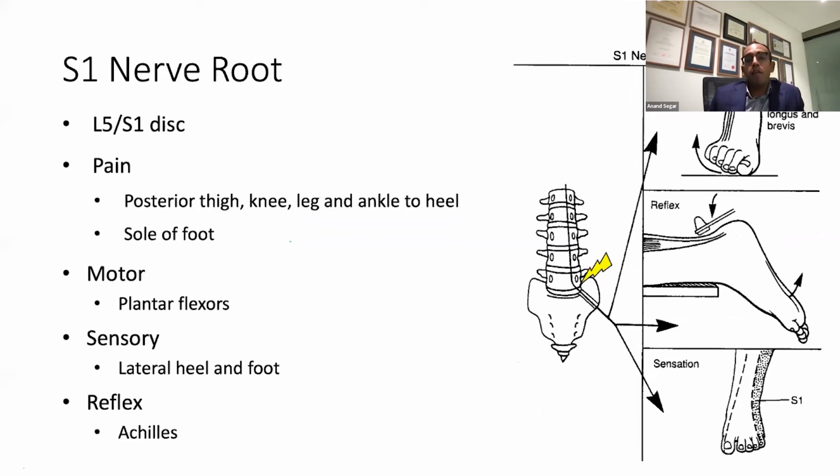The S1 nerve root is the L5-S1 disc. They get pain in the posterior thigh, knee, leg and ankle. So it's all posterior, all going below the knee. They get numbness on the sole of their foot. They lose their Achilles reflex or their plantar reflex, and they get weakness with toe off.